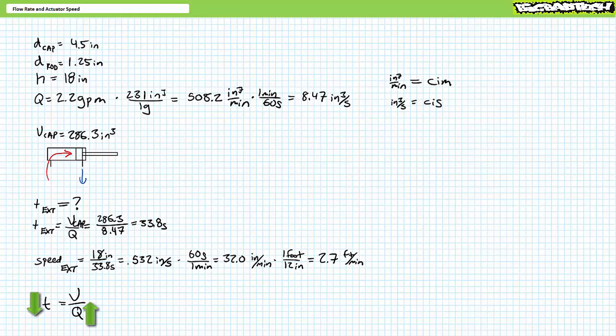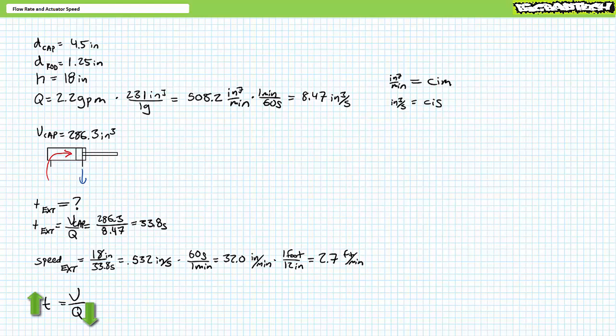It makes sense. More units of volume are being stuffed into a constant volume at a faster rate, thus the time it takes to fill it decreases. Less actuation time means the actuator moves faster. Conversely, what happens if I decrease flow rate? Again, too easy. Actuation time is V over Q. If Q is decreased, actuation time should increase.